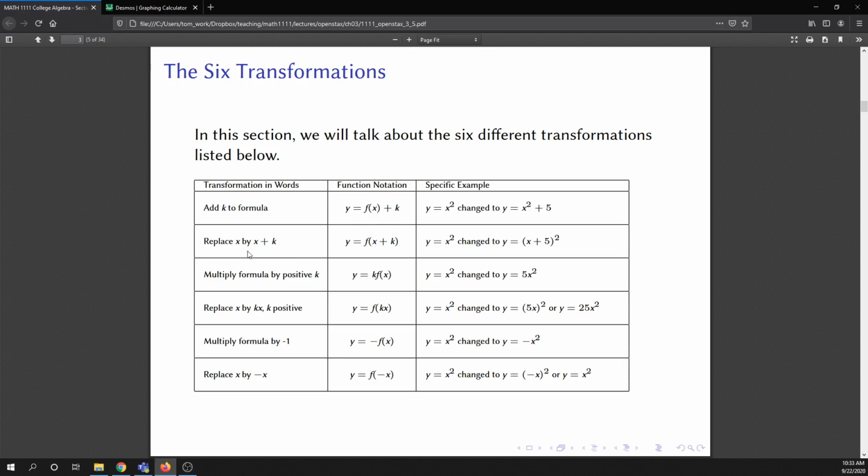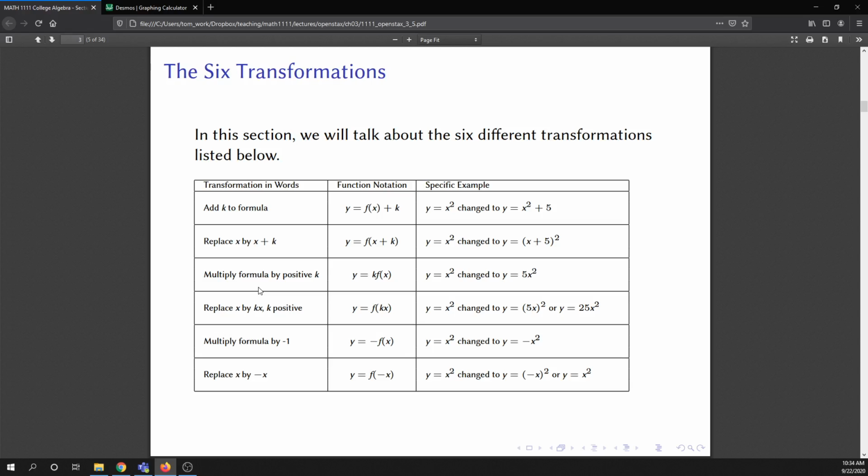Okay. The next transformation in words is we are going to replace x by x plus a number. Okay, so wherever there's an x in the original formula, we're going to pop that x out and replace it back with x plus a number. So the symbol for that in function notation is y equals f of x plus k. As a specific example of that, right, if I start with y equals x squared and then I replace x by x plus 5, right, this is the graph that we would get.